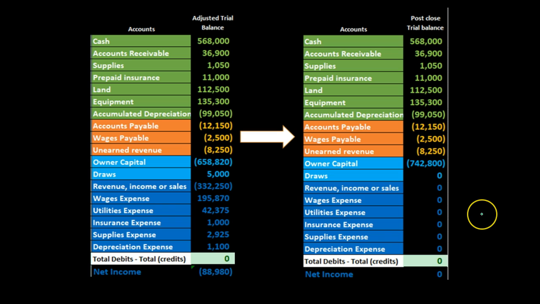So here we're going to look at a one-step closing process. Remember what the closing process is. It's going to be a process at the end of the time period that we will be performing. It's kind of the last step in the accounting cycle. It's really preparing for the next time period.